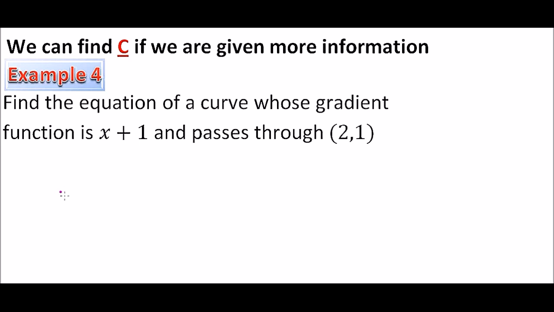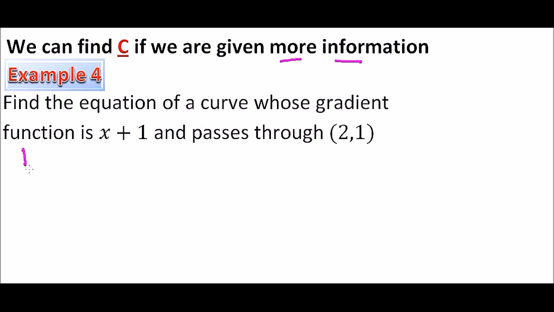So when looking for the function, given the gradient function, we have been putting a c, which we call an arbitrary constant. We can find c if we are given more information, and we are going to do that by use of this example 4. It says find the equation of the curve whose gradient function is x plus 1 and passes through point (2, 1).